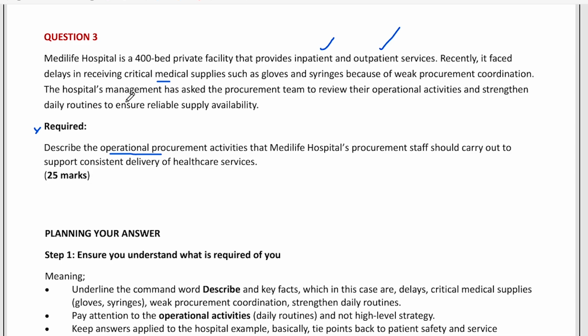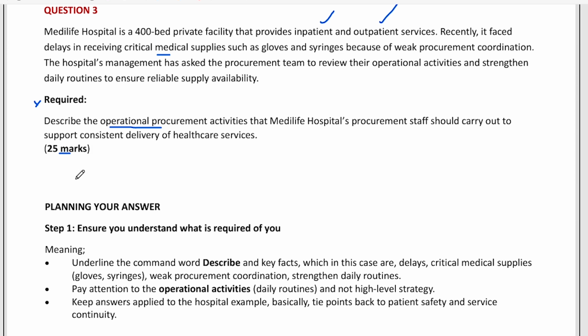The hospital's management has asked the procurement team to review the operational activities and strengthen daily routines to ensure reliable supply availability. Now describe the operational procurement activities that Medilife's hospital procurement staff should carry out to support consistent delivery of healthcare services. It's 25 marks. And yeah, you download the PDF, it's there. So check the question so that you have it.